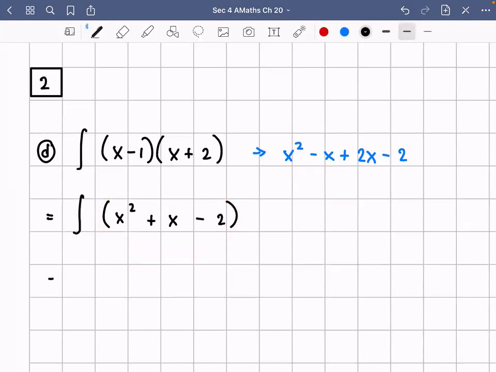Getting the antiderivative of each, what's the antiderivative of x squared? You get x cubed over 3 plus, what is the antiderivative of x? It's x squared over 2. And then what is the antiderivative of negative 2? It's minus 2x and then plus c. And that's it. So that's your answer for 2D.